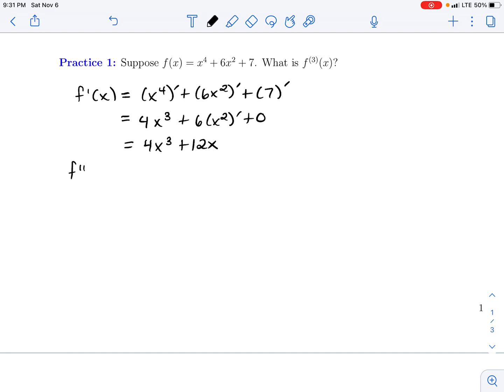Okay. So now I want to find the second derivative. So what I'm going to do is look here at my first derivative, which is 4x cubed plus 12x. And now I'm going to take the derivative of this function. So the second derivative is the derivative of the first derivative, which is the derivative of 4x cubed plus the derivative of 12x. So this gives me 12x squared plus 12.